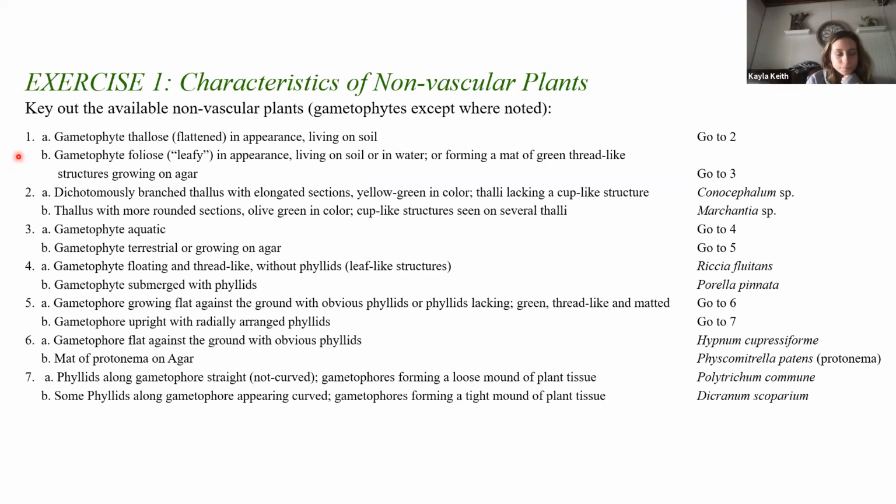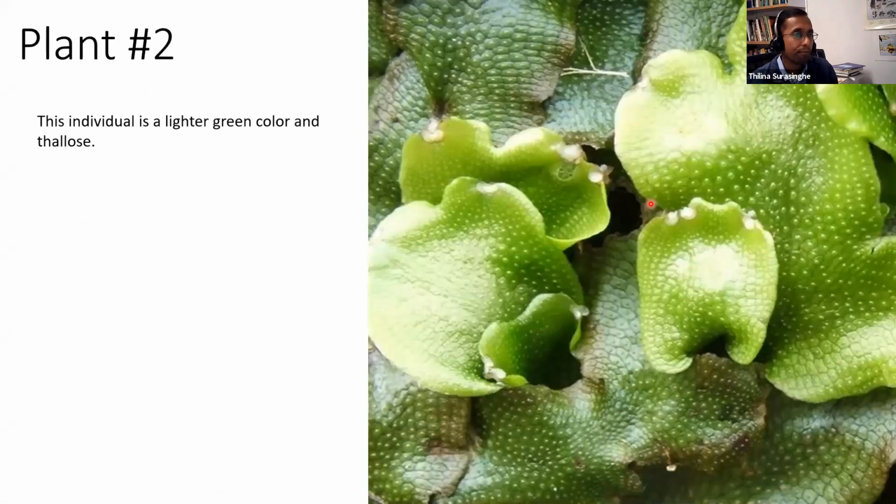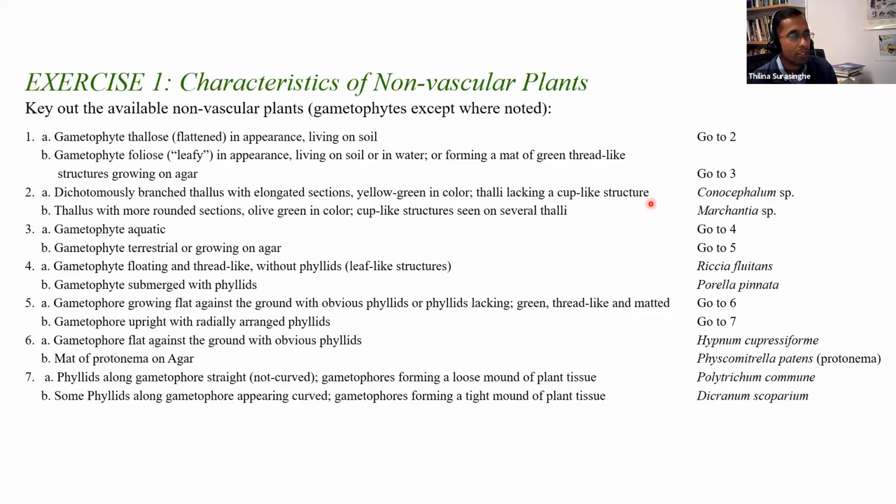Yeah, clearly, right? You go to A. That is actually 2, dichotomously branching, meaning branching into 2, bifurcating, right? Thalluses with elongated sections, yellow-green in color, thallus lacking a cup-like structure. Let's go back and see whether they actually have cup-like structures. Nope, I don't see one, right? I don't see cup-like structures, right?